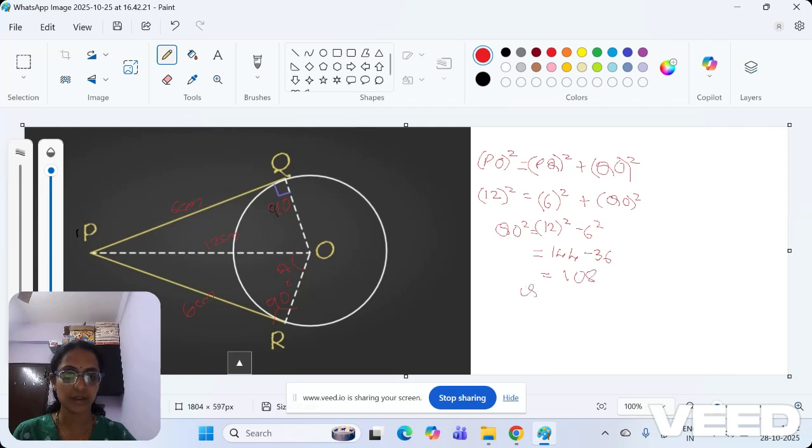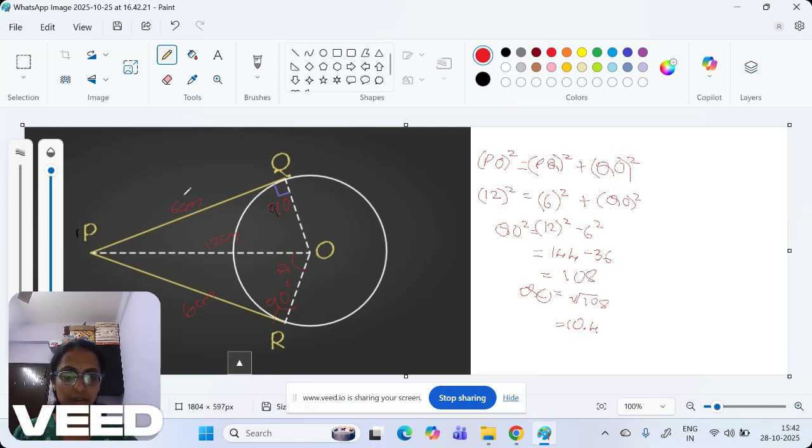So QO will be equal to the square root of 108. So we will get 10.4. So the side QO will be 10.4 centimeter. Here also the same value, because both are radii of the circle, so both are having the same length. Now you can see we have found the sides of both the triangles, and the sides of both the triangles are the same.